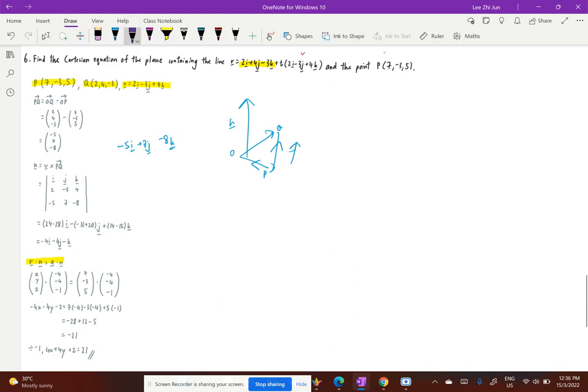So conclusion for this question. If they ask containing the line and the point, I forgot to write the line, I just simply draw it. So you need the fixed point and direction vector, and next you find the normal vector. And lastly, you use this r dot n equals a dot n.